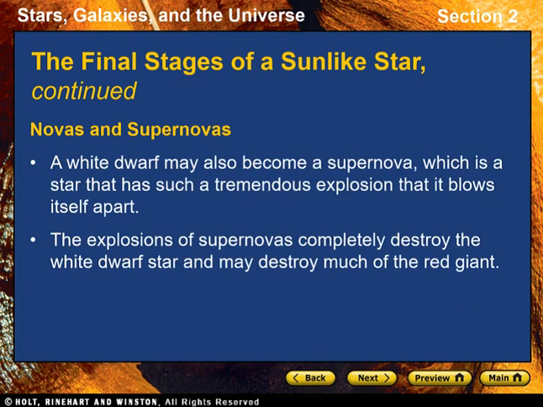A star in a binary system may also become a supernova, a star that has such a tremendous explosion that it blows itself apart. Unlike an ordinary nova, a white dwarf can sometimes accumulate so much mass on its surface that gravity overwhelms the outward pressure. The star collapses and becomes so dense that the outer layers rebound and explode outward. Supernovas are thousands of times more violent than novas. The explosions of supernovas completely destroy the white dwarf star and may destroy much of the red giant.